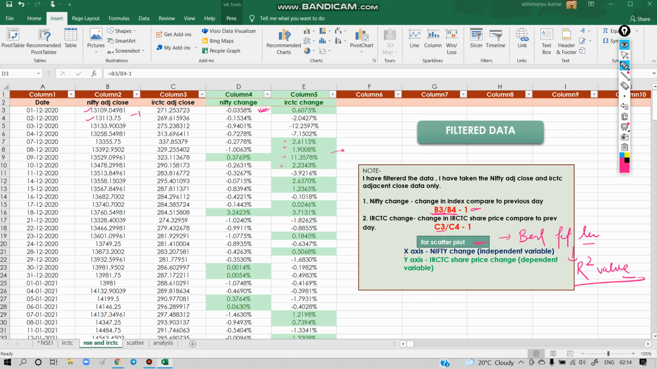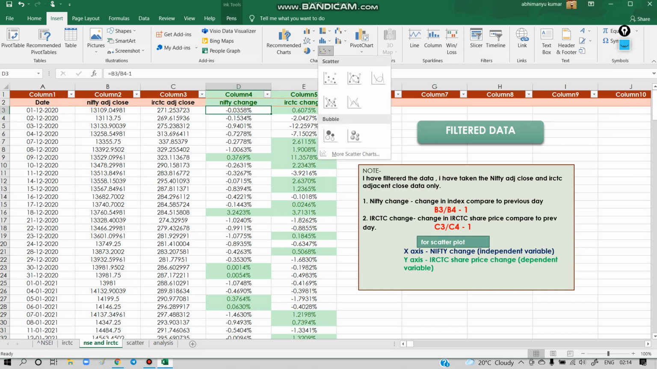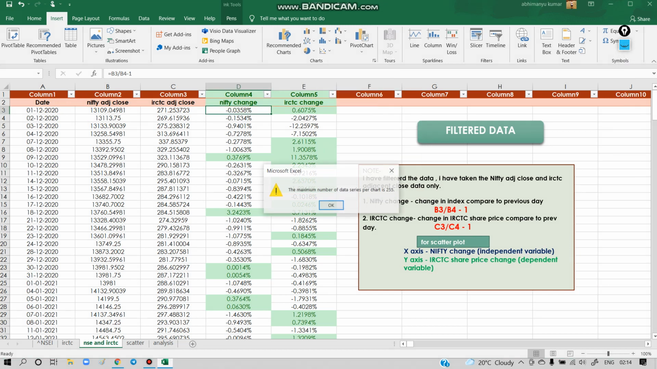On the x-axis I have taken the Nifty change, the independent variable. On the y-axis I have taken the IRCTC share price change, the dependent variable. Okay, so now let's move. If you go to Insert, you can see the chart option, and just choose the scatter plot.